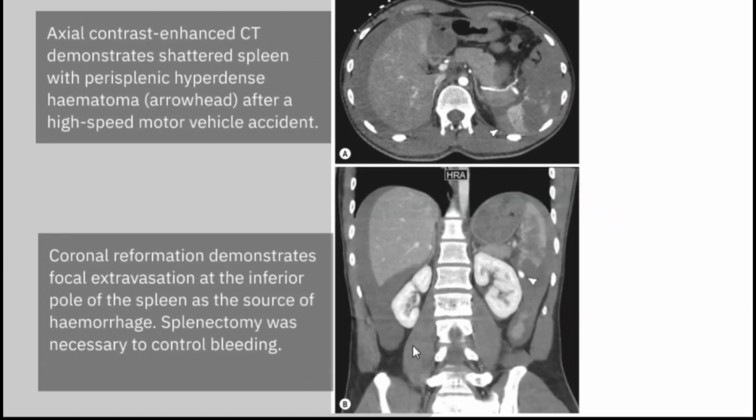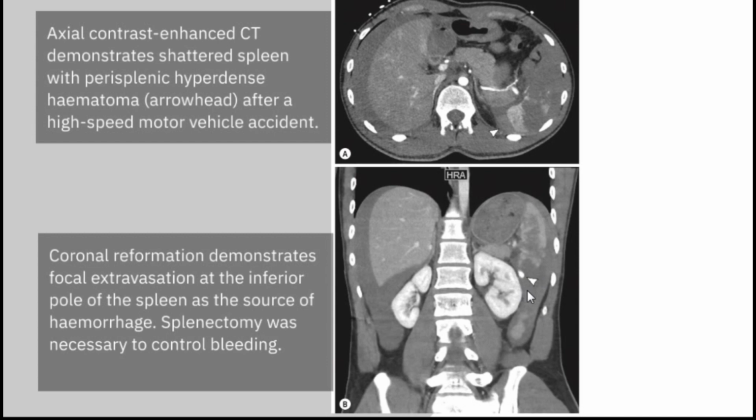So let's see examples of splenic injuries. We can see these areas of hypodensity across most of the spleen, which has been damaged. So this is a shattered spleen, grade 5.